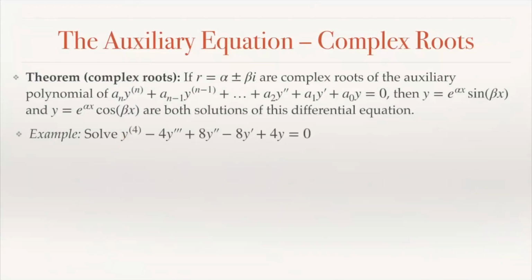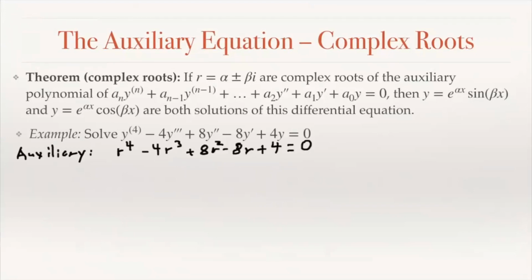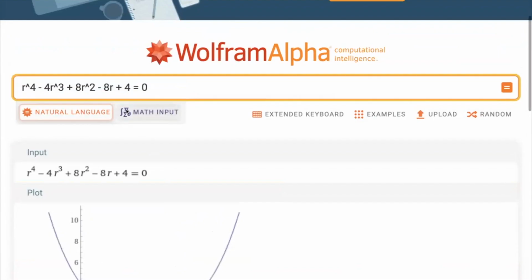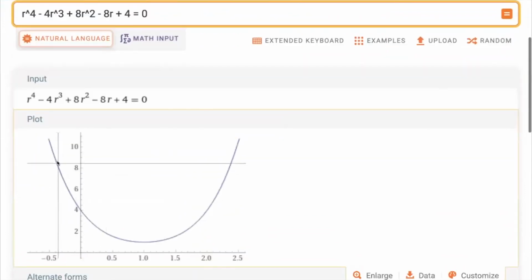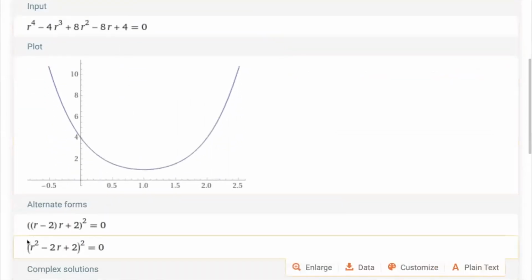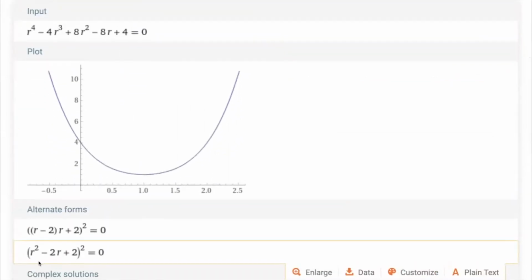And finally, complex roots can themselves have multiplicity greater than 1. Let's take a look at this. The auxiliary polynomial here is this, a fourth-order polynomial, great fun. If one graphs this, you can see it has no real solutions. It never intersects the x-axis, but it factors like this: r squared minus 2r plus 2, all squared, is 0.